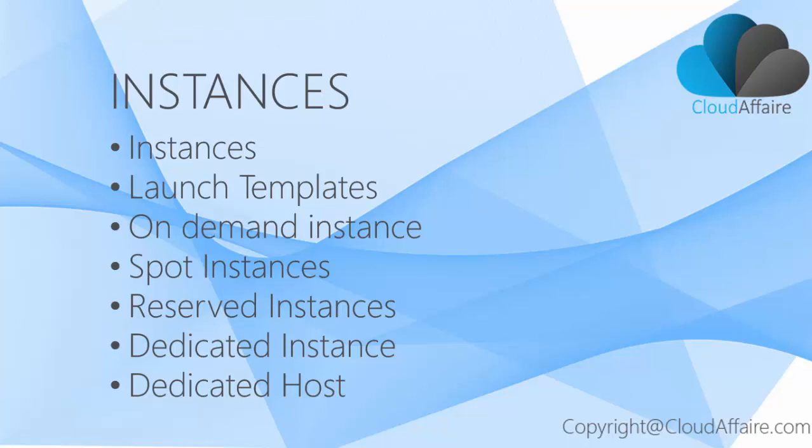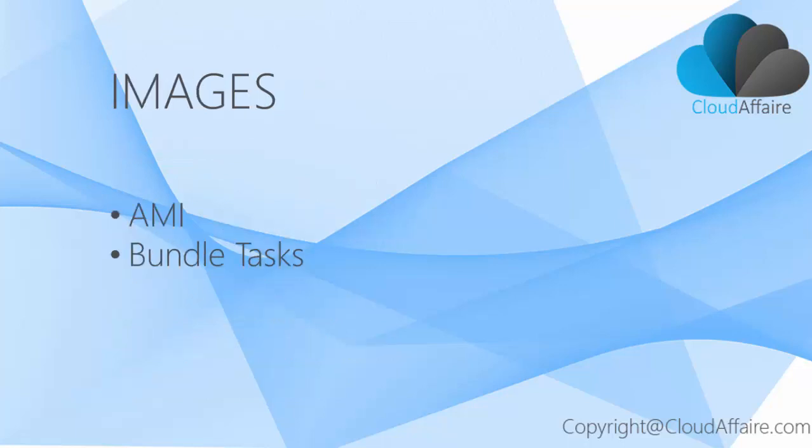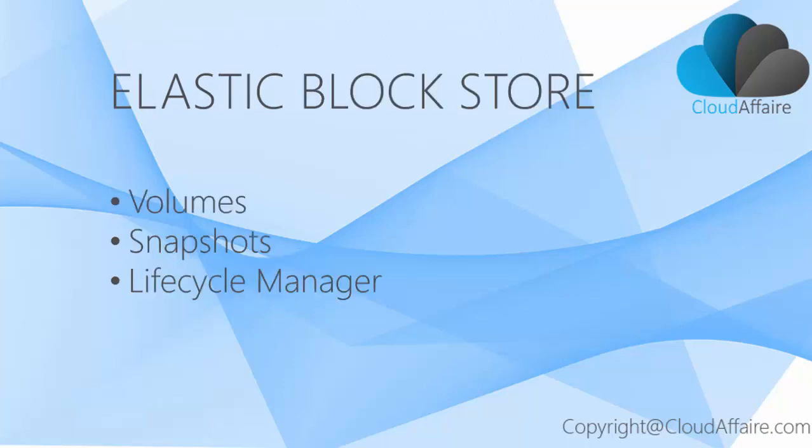Dedicated instance runs on a VPC and on hardware that is dedicated to you. Dedicated host is a physical server that is fully dedicated for your use only. Images. AMI or Amazon Machine Image provides you template with OS and application pre-configured to reduce the instance deployment. Bundle tasks can be used to create a Windows instance store back to AMI.